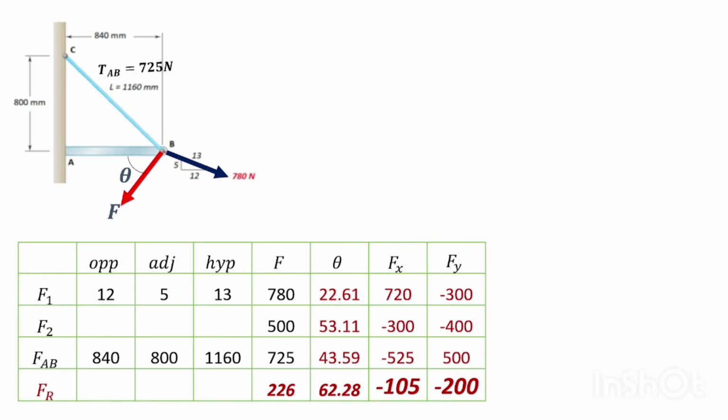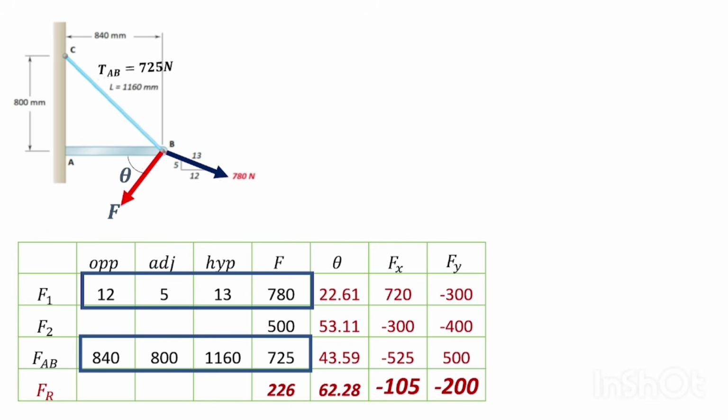There are some materials that apply a table of this form to solve problems that border on force resolutions and moments. So in this case, I've tried to introduce that. Basically, the goal is just to fill this table. You're given some values, you want to calculate some others. In this case, we're given the opposite, the adjacent, and the hypotenuse for force 1. We're also given the dimensions of the tension AB, that's FAB, as 840, 800, and 1160, and also the force of the tension itself to be 725 newtons.